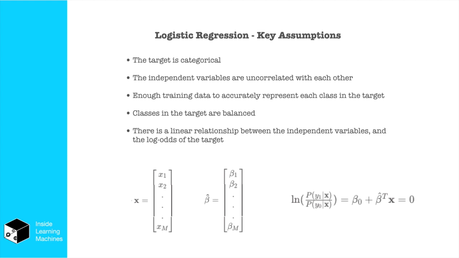Now, the last assumption we have here is quite interesting. It states that there should be a linear relationship between the independent variables and the log odds of the target. So let's look at that in a little bit more detail. Now, for the purpose of this discussion, I'm only going to consider the case where our target has only two classes. That's going to be 0 and 1.